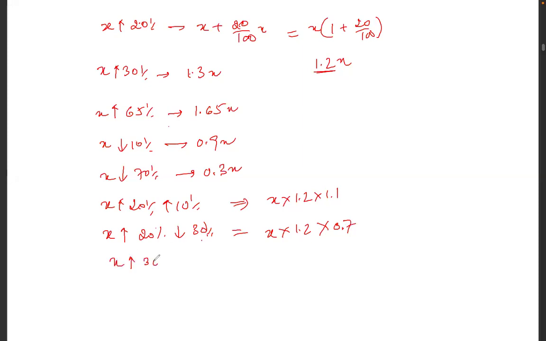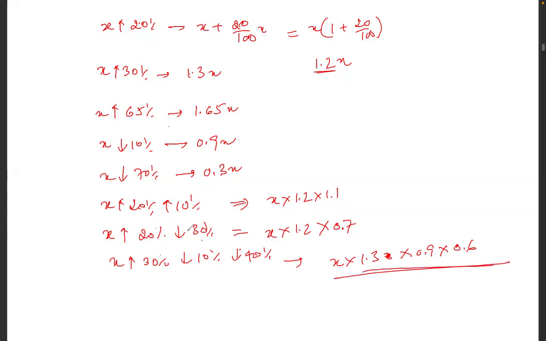If X is increased by 30%, decreased by 10%, decreased by 40%. The final value is X into 1.3. Sorry, we have already written X, so we don't need to write X here. Into, now 10% decrease, it means 0.9, and then again decrease by 40%. So how much I am left with? 60%. So 0.6. This is how you calculate it.